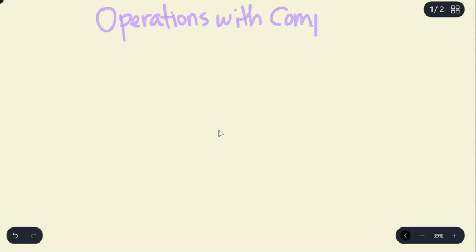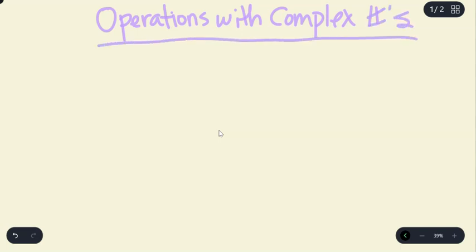So in this video, we're still looking at operations with complex numbers, and we're going to look at multiplication. Let me write this up here, operations with complex numbers, and we're going to look at multiplication. In the previous video, we looked at addition and subtraction, so now we're going to look at multiplication.